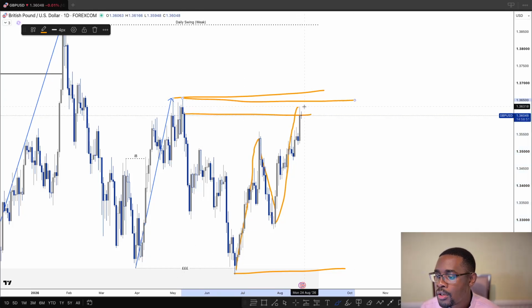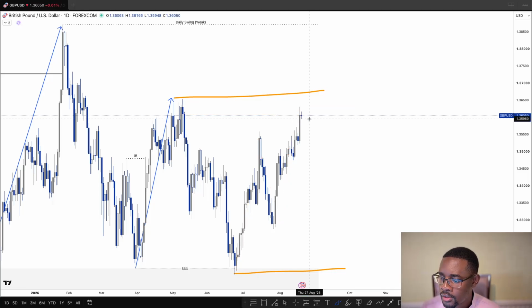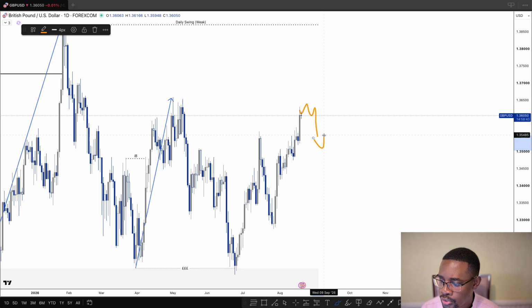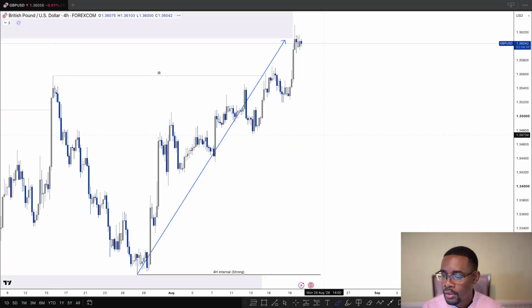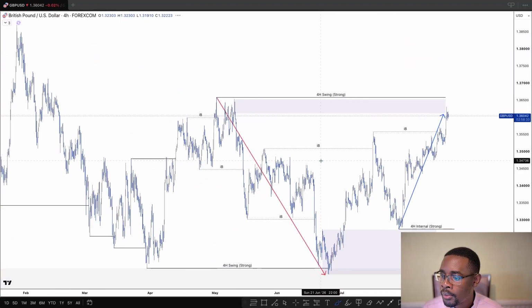All right, so we've mitigated, and then this being the extreme supply, if it's going to hold, then we expect price to have a reaction and push lower. But let's zoom in. Let's zoom in to the 4 hour.